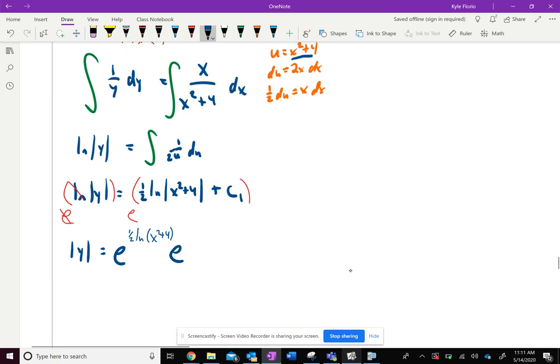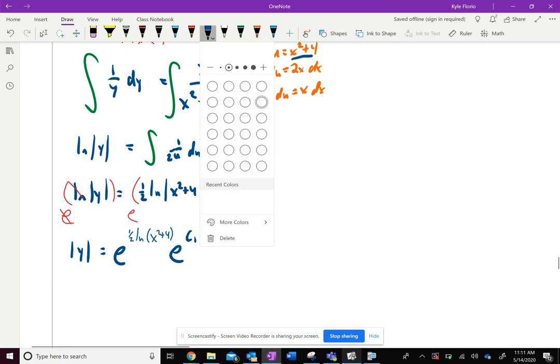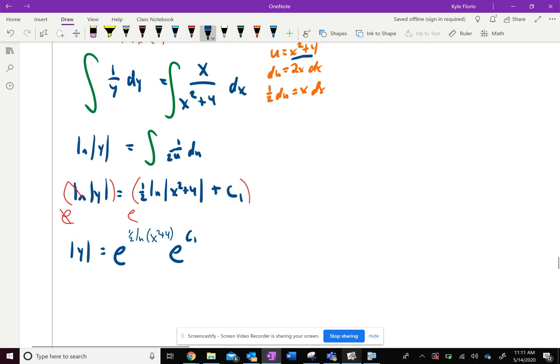Times e to the c1. Now I did a couple things there, and let's unpack it. I got rid of the absolute value. The reason why I got rid of the absolute value is because x squared plus 4 is never going to be negative. So taking the absolute value of it, it's not adding anything to it. The smallest x squared can be, no matter what number you pick for x, is 0. And if I add 4 to 0, the smallest this thing can be is 4. And the absolute value of anything 4 or bigger isn't going to do anything. So I don't need the absolute value there.